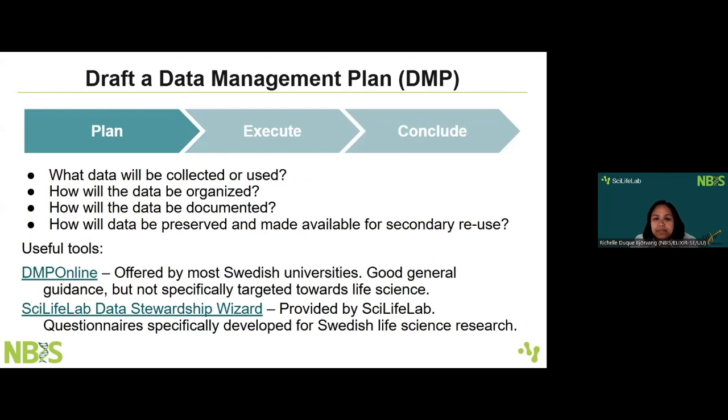Drafting a data management plan, or DMP. So these are some of the questions that we ask when drafting a data management plan. What data will be collected or used? How will the data be organized? Or how will the data be documented? And how will the data be preserved and made available for secondary use?